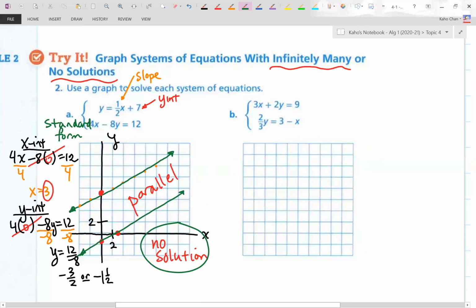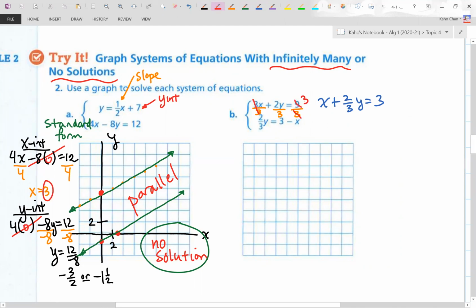So maybe we can try to rearrange the first equation. Here we go, 3x plus 2y equals 9. Let's go ahead and divide everything by 3. Let's do that first. And when I do that, I get x plus 2/3 y equals 3, after you cancel those 3's and reduce that one right there. Very good.